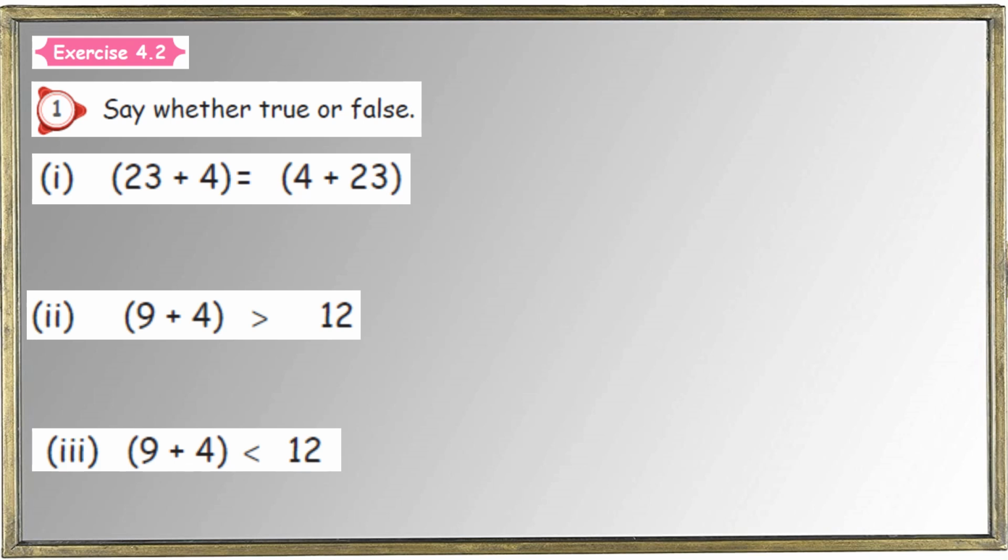Right. So first one, 23 plus 4 is equal to 4 plus 23. From the question itself, you can find this out. Very easy, because it's just interchanging the numbers. If we add 23 plus 4, we get 27. On the right side, 4 plus 23 is also 27. They have given the equal to symbol, so the answer is correct. So the statement is true.